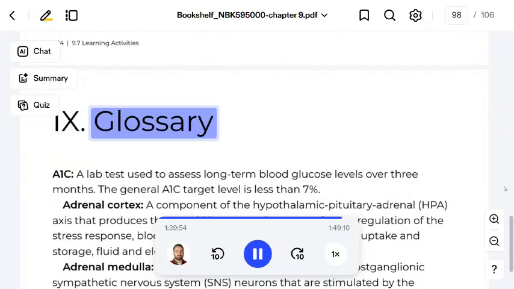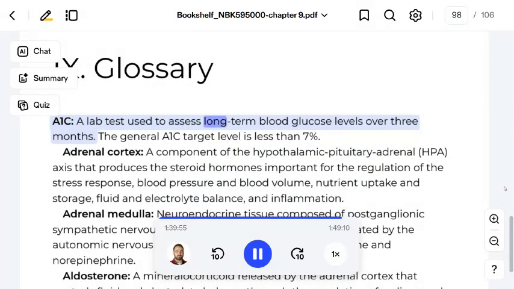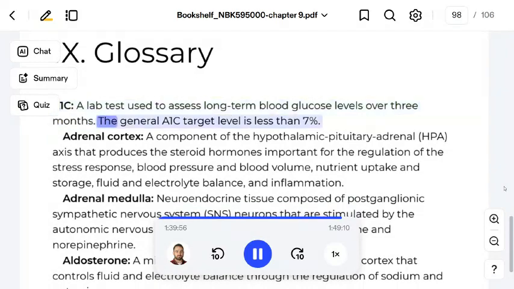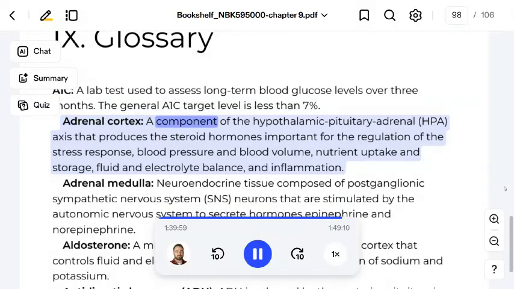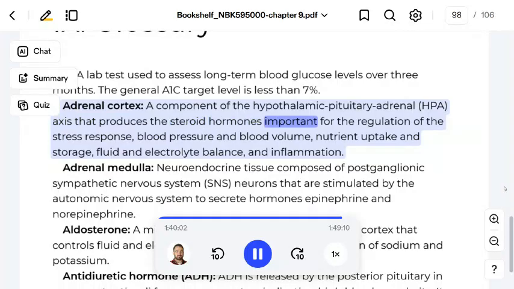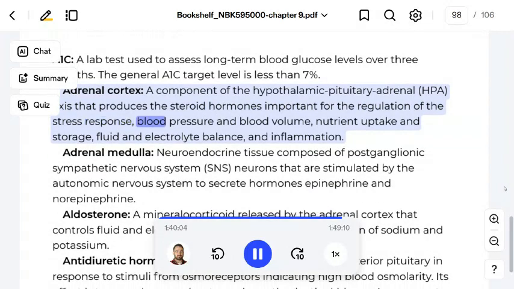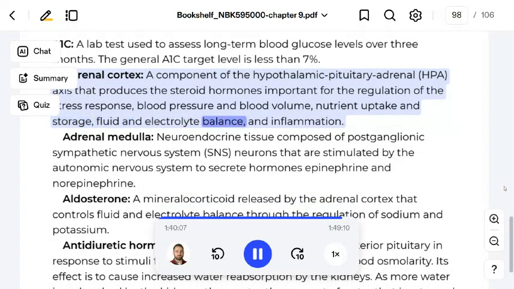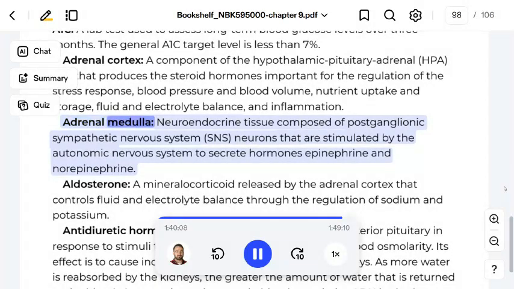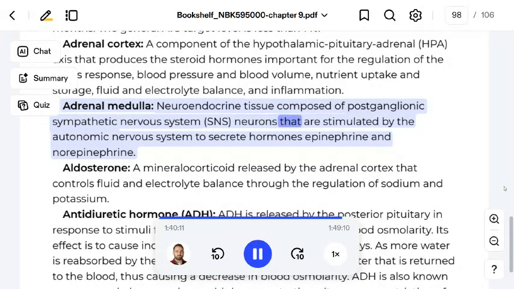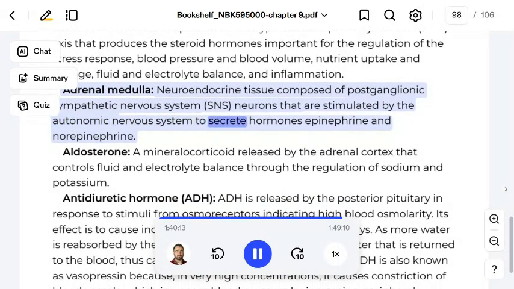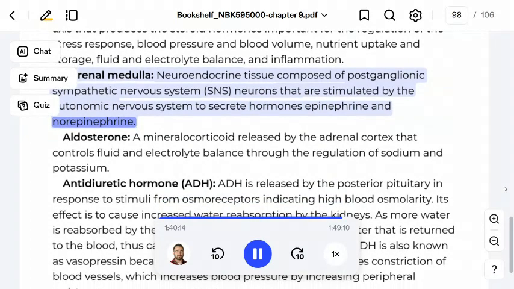Glossary. A1C, a lab test used to assess long-term blood glucose levels over 3 months. The general A1C target level is less than 7%. Adrenal cortex, a component of the hypothalamic pituitary adrenal axis that produces the steroid hormones important for the regulation of the stress response, blood pressure and blood volume, nutrient uptake and storage, fluid and electrolyte balance, and inflammation. Adrenal medulla, neuroendocrine tissue composed of postganglionic sympathetic nervous system neurons that are stimulated by the autonomic nervous system to secrete hormones epinephrine and norepinephrine.